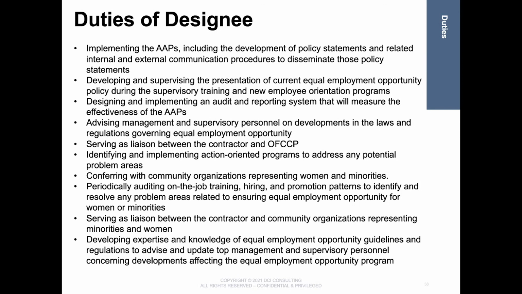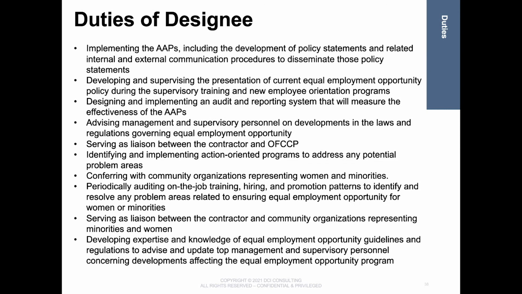We'll go through a few of these, but again, the reality is you need to help get them implemented. So implementing the AAPs, including development of policy statements and disseminating those policy statements. Again, you may not write that policy statement, but you need to help get that done and get it disseminated. Developing and supervising the presentation of EEO policy during supervisor training and new employee orientations. And again, you don't have to go do that, but you need to make sure that there are pieces within the training that cover what you need to have covered.